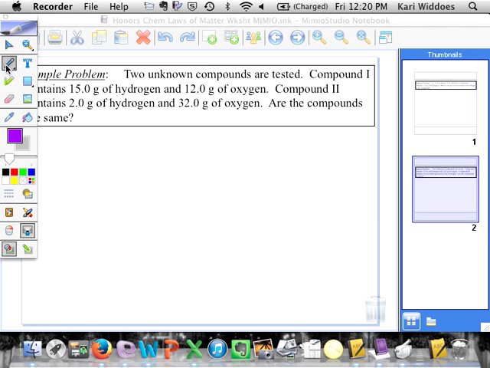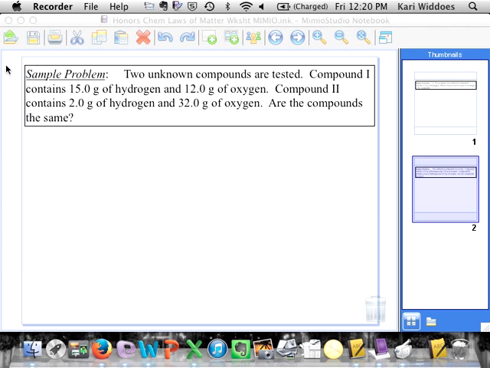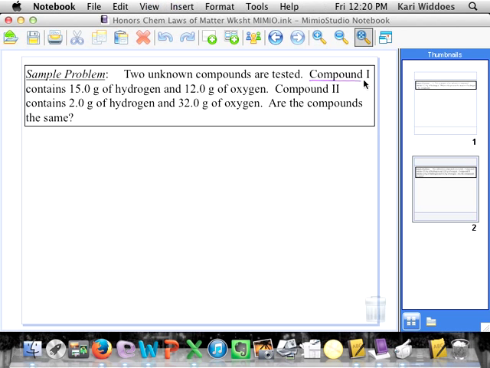All right, so we're going to do the sample problem on the back, the one with the law of multiple proportions. It says, 2 unknown compounds are tested. Compound 1 contains 15 grams of hydrogen and 12 grams of oxygen. And compound 2 contains 2 grams of hydrogen and 32 grams of oxygen. Are the compounds the same? So how do we prove whether or not the compounds are the same?